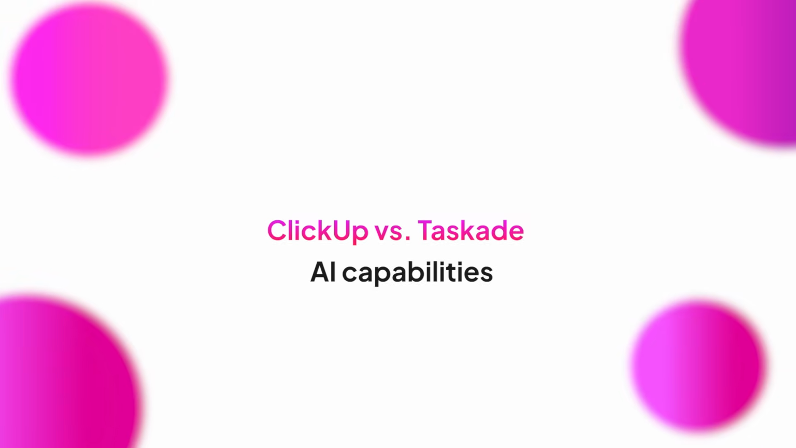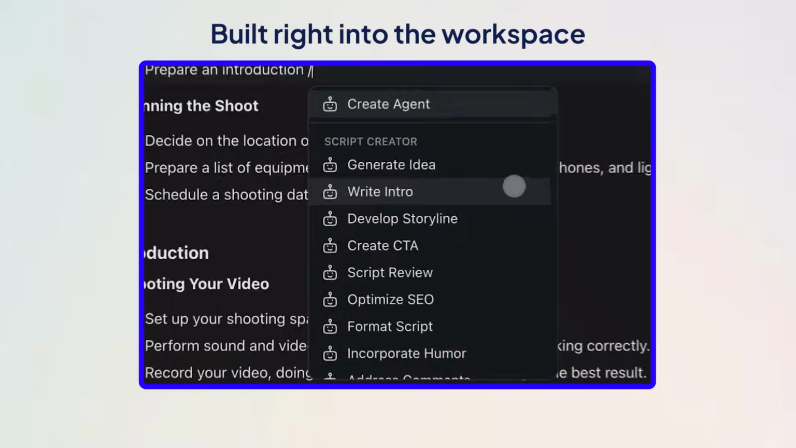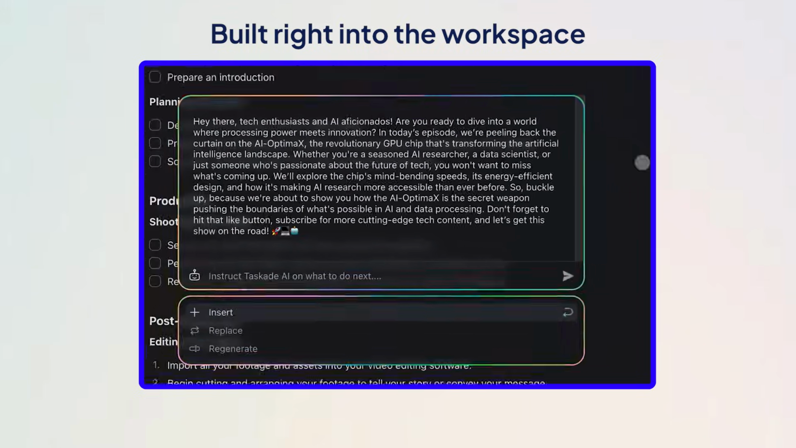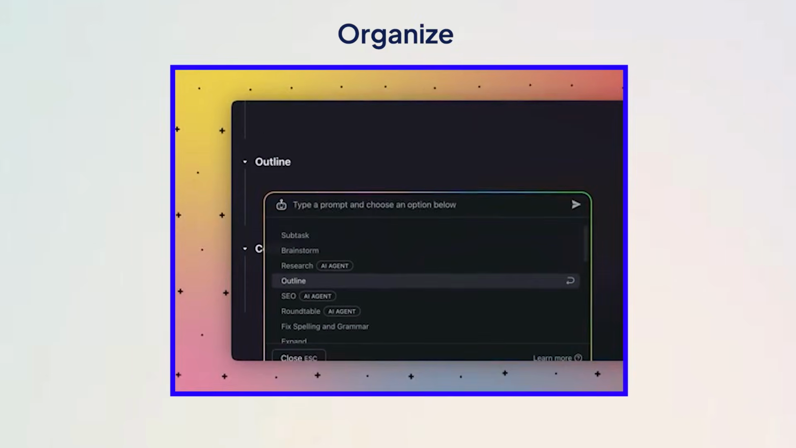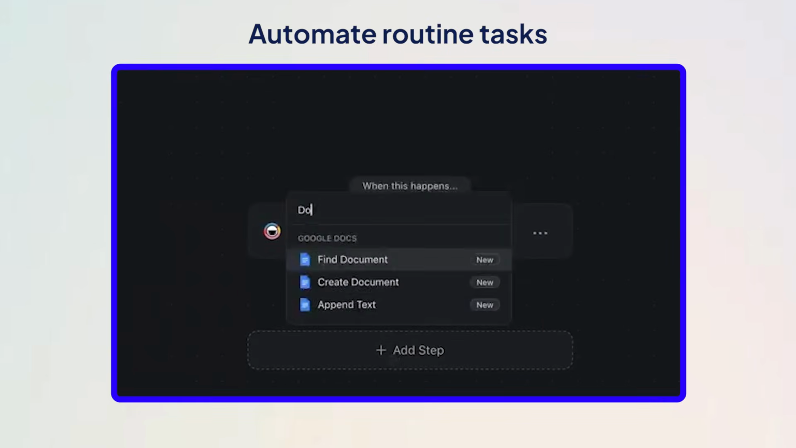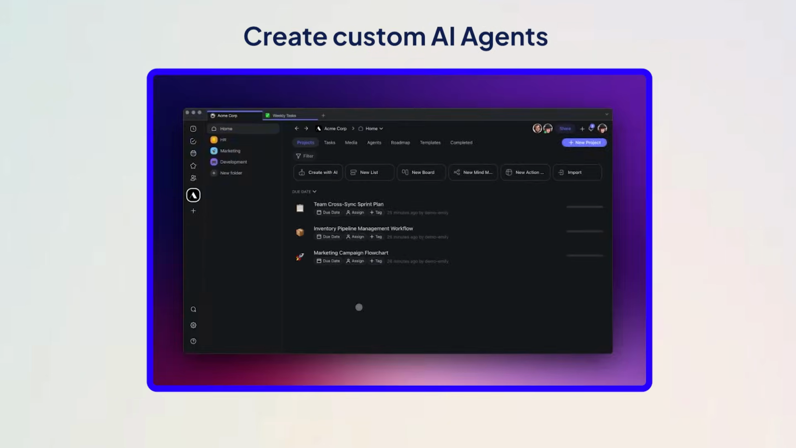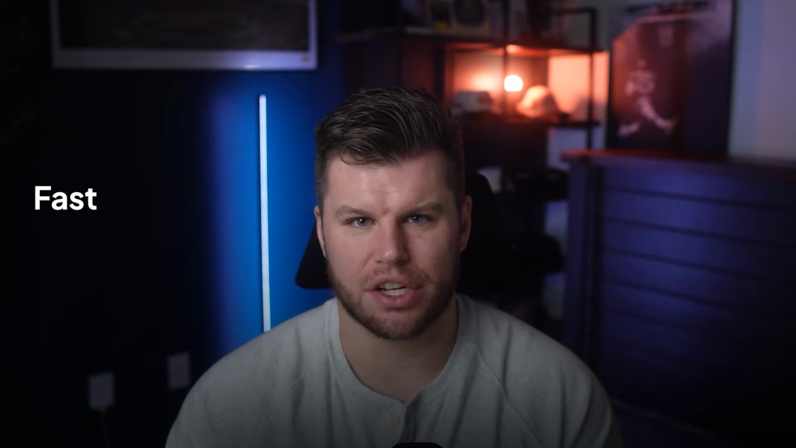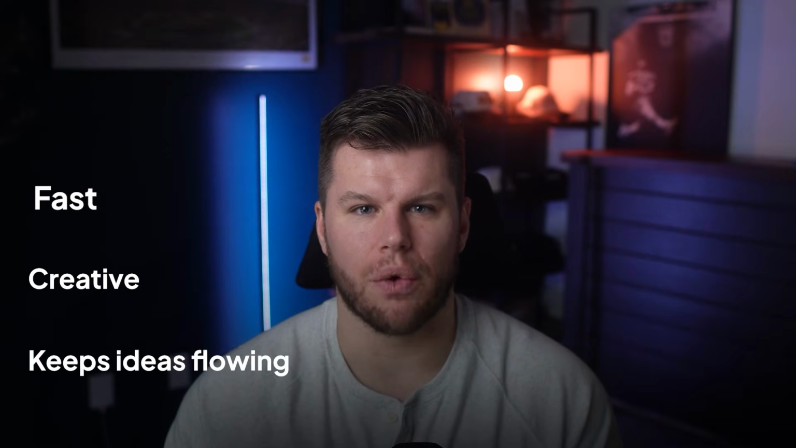Now, let's talk about their AI features. This is where the biggest difference between these 2 tools becomes obvious. Taskade AI is built right inside your workspace, helping you write, brainstorm, and organize your thoughts in seconds. You can automate routine tasks, summarize pages, and even create custom agents, all trained on your team's context. It's fast, creative, and keeps ideas flowing while you work.